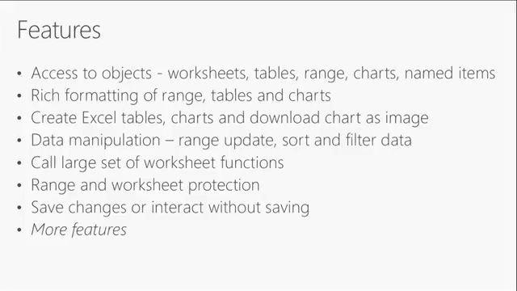Let's talk about the features being made available as part of these APIs. Excel REST allows you access to workbook objects such as worksheets, tables, range, charts, named items, and so on. You can do rich formatting of these objects, such as range, tables, and charts. You can do data manipulation, such as range update. You can sort and filter on data. You can create tables, charts, and also you can download chart as an image so that you can display that on your application. You can also have access to a large set of worksheet functions. And you can protect your data using range and worksheet protection functions.